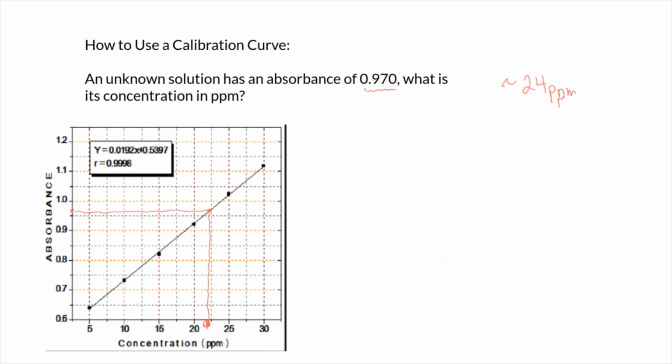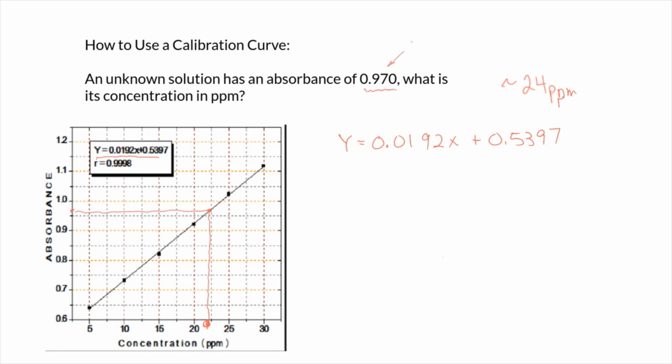Now, this is one way, and this is not necessarily the best way because on this lab, you are going to be graded on your percent error. You're going to be graded on whether or not you are within, for level 2 and 3, 5% of the value, and for level 1 and honors, within 2% of the value. And so the other way to do this is to use the formula that I have here. So y equals 0.0192x plus 0.5397.